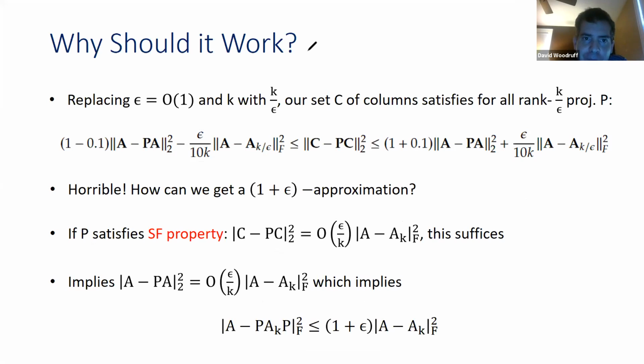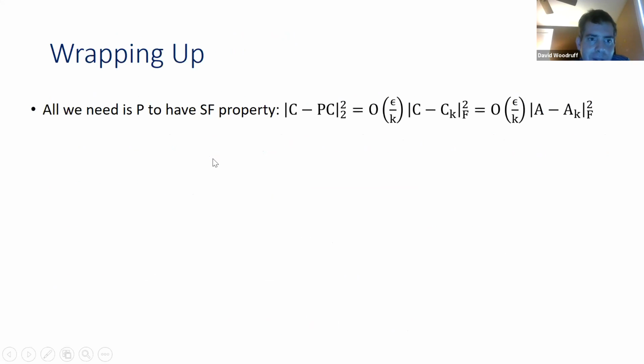So what we've observed is that this problem really just reduces to finding this P that has the SF property for this set of columns C. Okay, so this horrible guarantee is sufficient, and now we just have to find this matrix P. And everything else is sublinear time, and we're done. So yeah, I've just repeated what I said on the previous slide. All we need is for this rank K over epsilon projection P to have this SF property. Nothing new here.